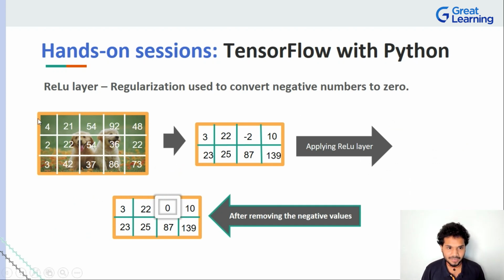As I just told you, we have a picture with a couple of pixelated values, and we have just multiplied it with a filter, and the output is giving us negative numbers. What we don't want is negative numbers. So as soon as the ReLU layer works on the output from the convolutional layer, any negative value is brought to 0, and any positive value remains the same. This is the ReLU layer.